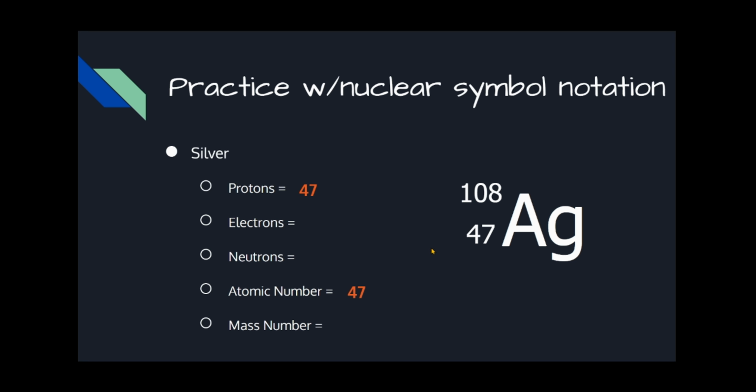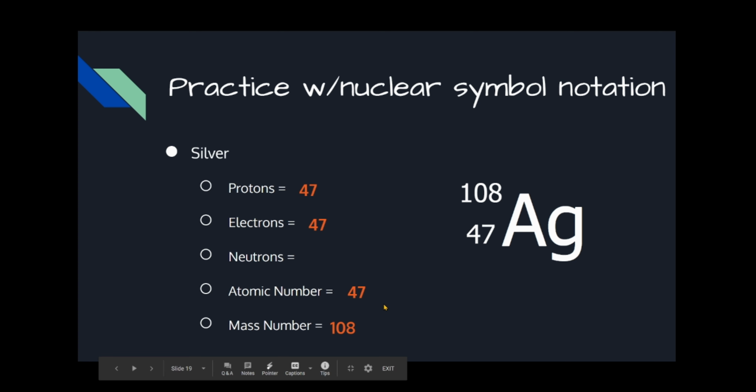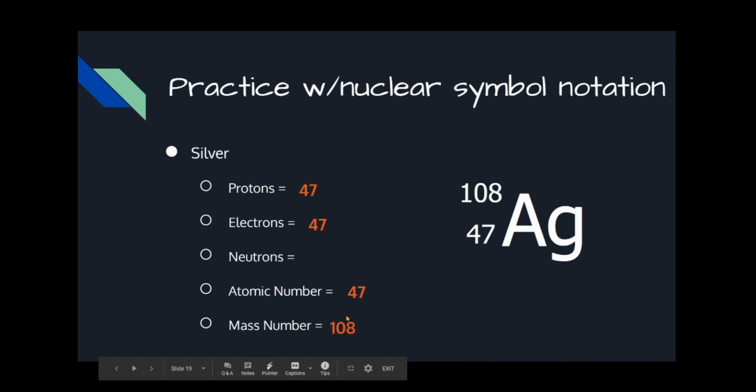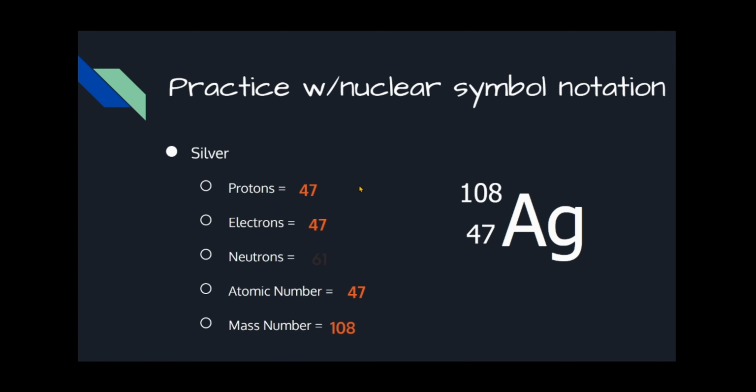Since this is a neutral atom, it's neutral because there is no charge up here, then I know the number of electrons is also 47. This number in the top left corner is my mass number, so I'm going to fill that in now. It's 108. Now I need to do a little bit of math here because my mass number is protons plus neutrons. Well, if it's protons plus neutrons, the way I find my neutrons is I'm going to subtract. I'm going to take 108, subtract 47, and I'm going to get 61 as my number of neutrons.